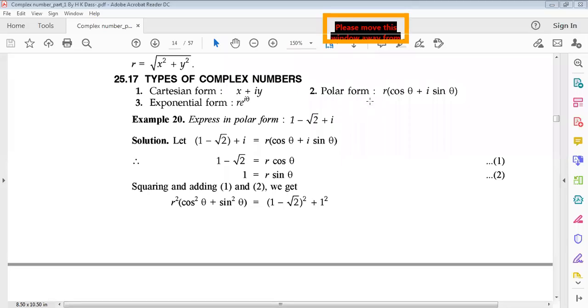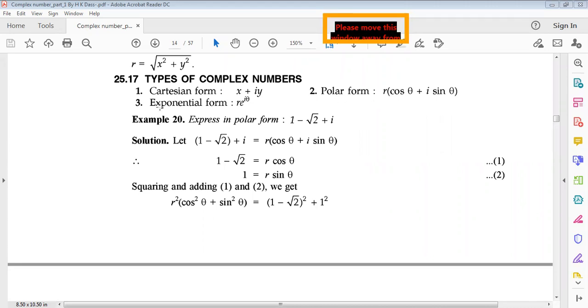Okay, thanks to everybody. Today: types of complex number. Actually, there are three types of complex number. One is the Cartesian form, that means x plus iy. This is the Cartesian form. And number two is the polar form: r into cos theta plus i sin theta. That means x equals r cos theta and y equals r sin theta. Then this form will be called the polar form, right?